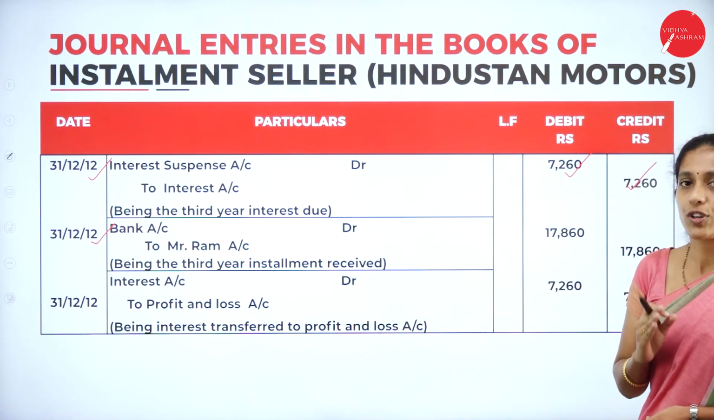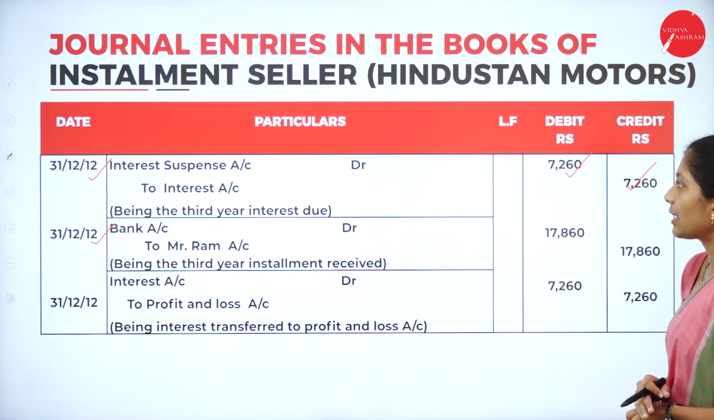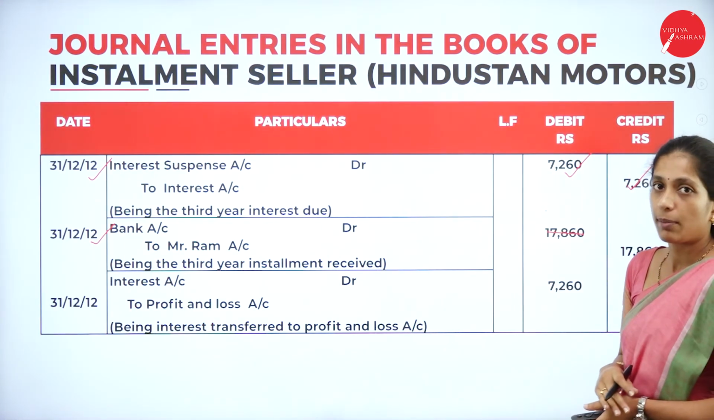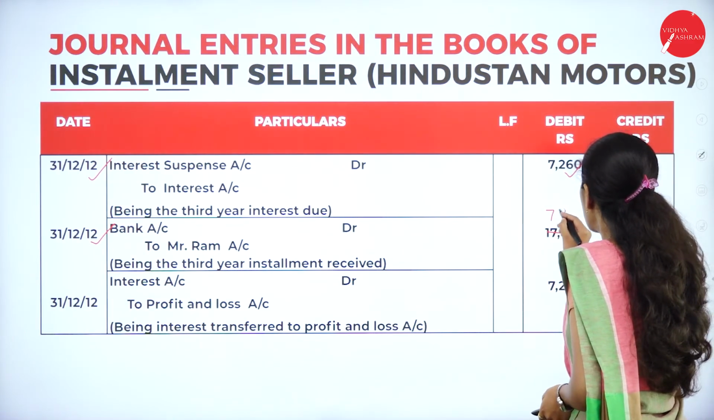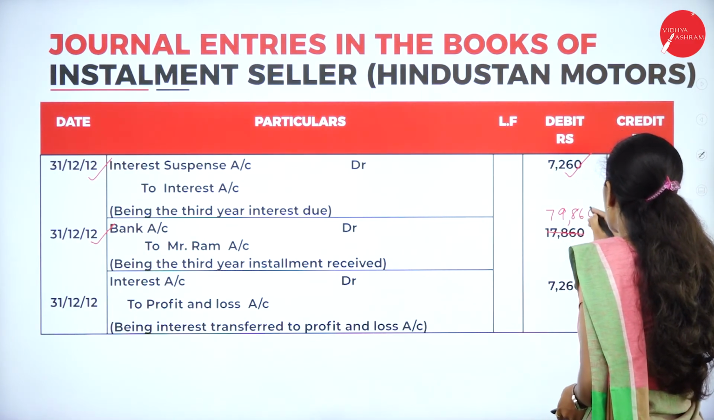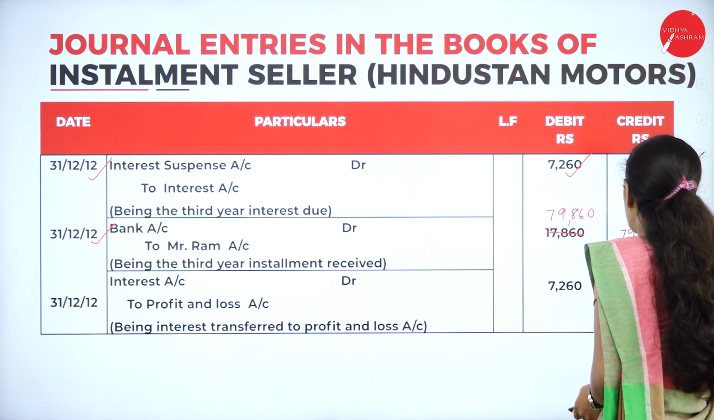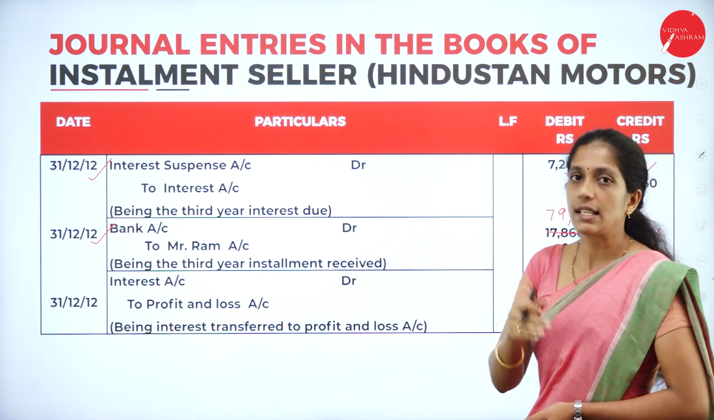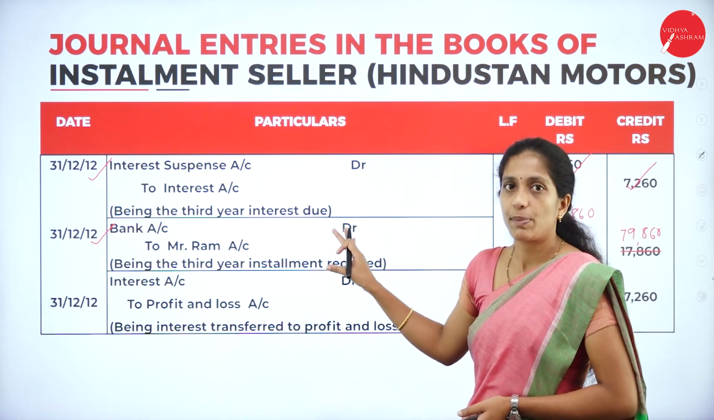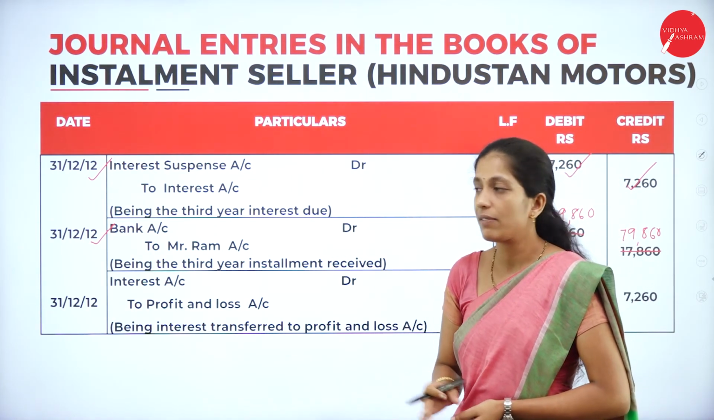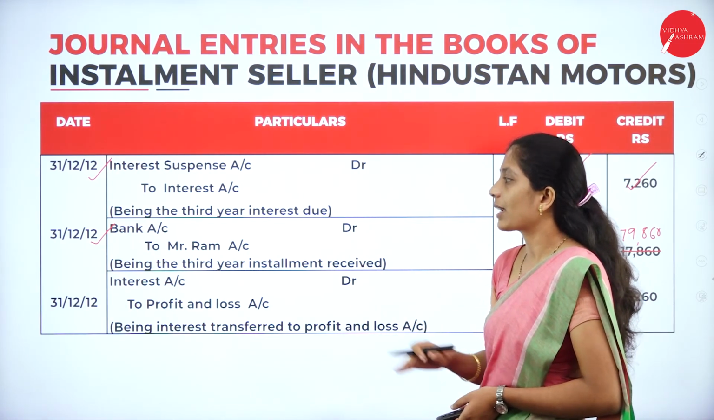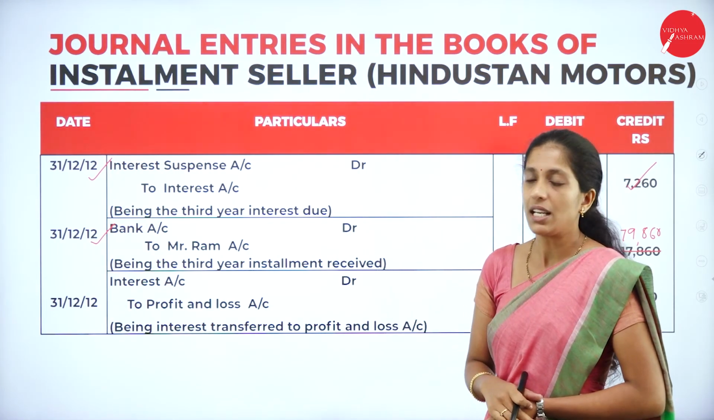So, installment amount remains same. How much? 79,860. Right? So, your installment amount remains same, that is 79,860. Here also it is 79,860. That is installment amount received. So, your second entry will be for installment amount received. So, entry remains same, bank account data to Mr. Ram account being the third year installment received.